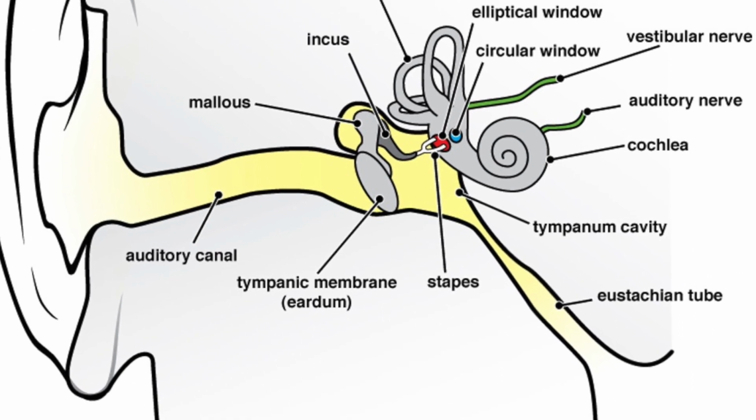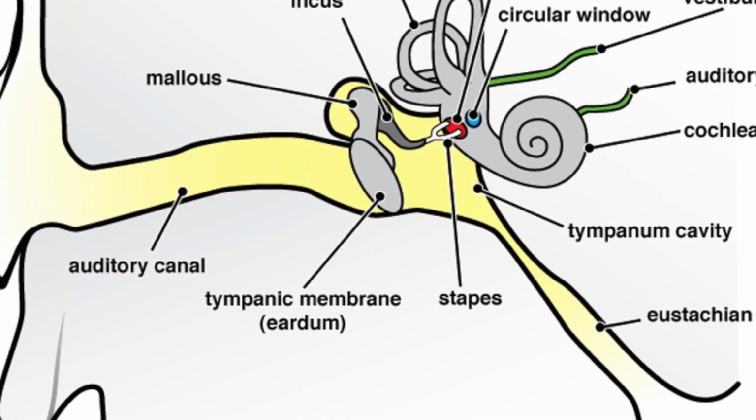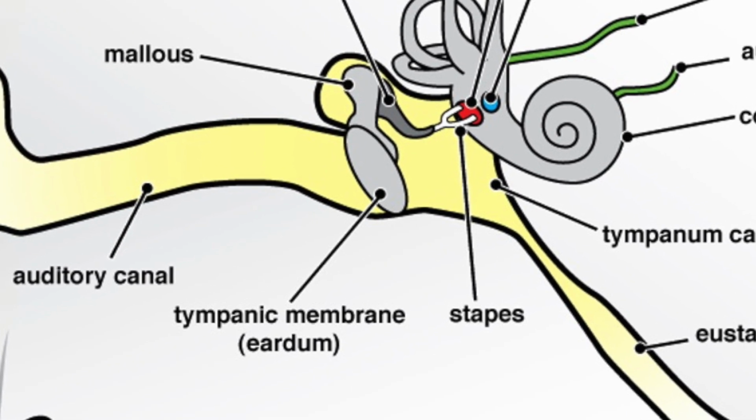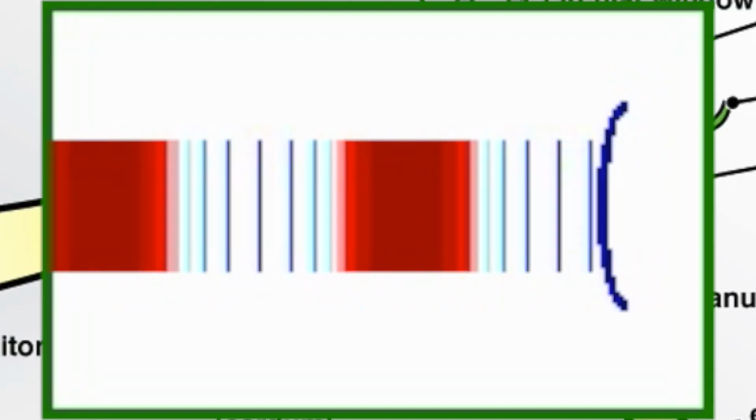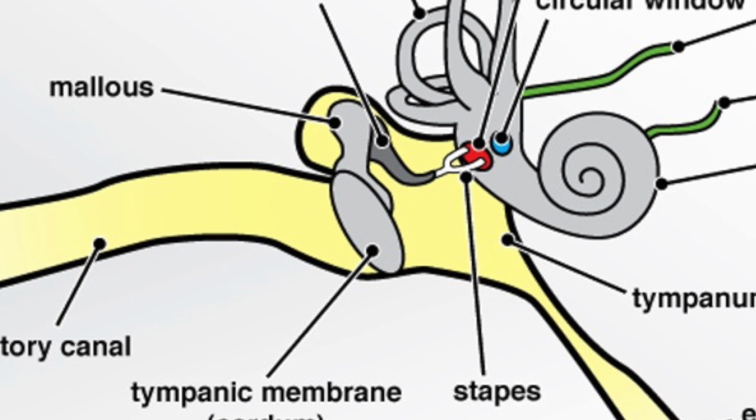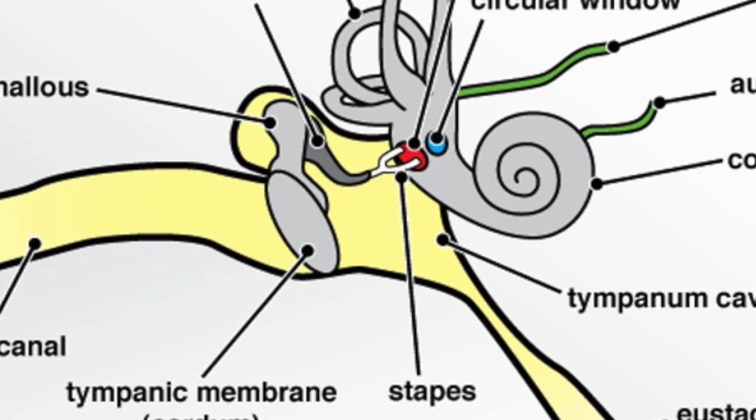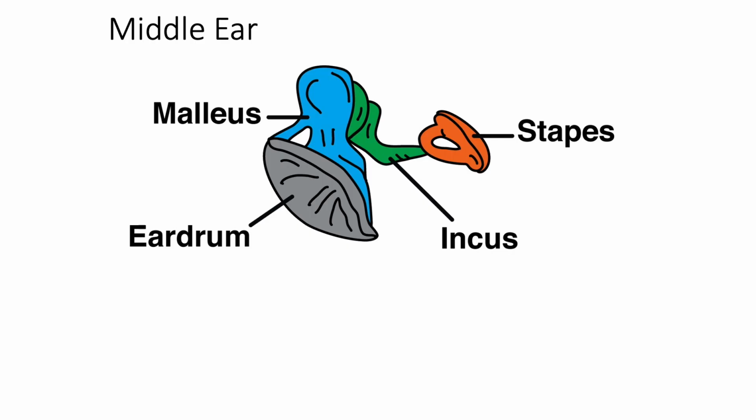The tympanic membrane, or eardrum, moves sympathetically with changes in air pressure. When the pressure increases, it moves in a little bit, and when it decreases, it moves out a little bit. In the middle ear, we have the ossicles. These are the smallest bones in the human body. They are made up of the malleus, incus, and stapes, or the hammer, anvil, and stirrup, respectively.